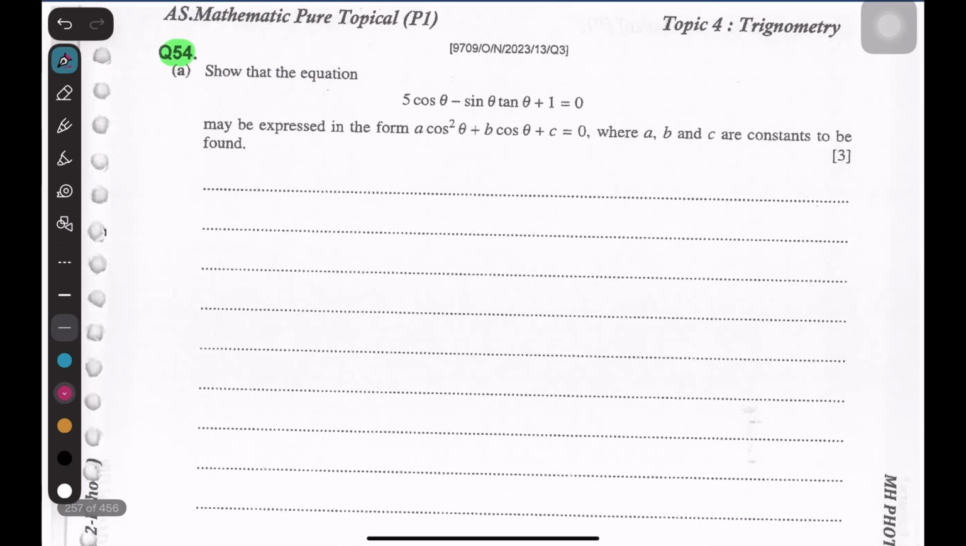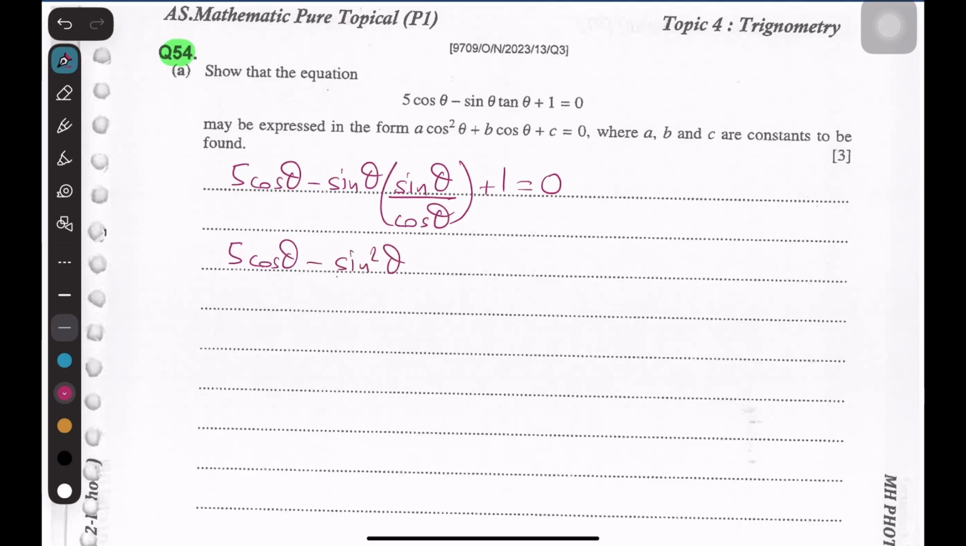54. So we have 5 cos theta minus sin theta tan theta plus 1 equals 0 may be expressed in this form. Show that the equation can be expressed in this form. Alright. So we need to express this equation into something that only has cos. So we'll convert tan to sin and cos. So we have 5 cos theta minus sin theta. Tan theta can be written as sin theta upon cos theta plus 1 equals to 0. So we get 5 cos theta minus sin square theta upon cos theta plus 1 equals 0.